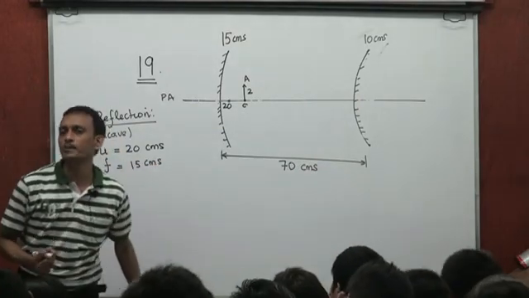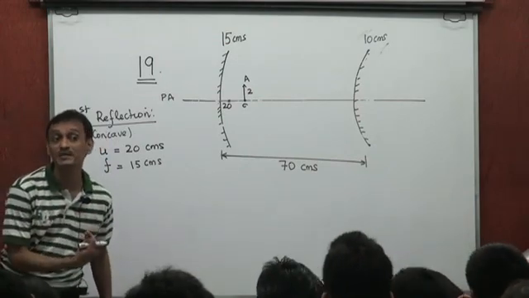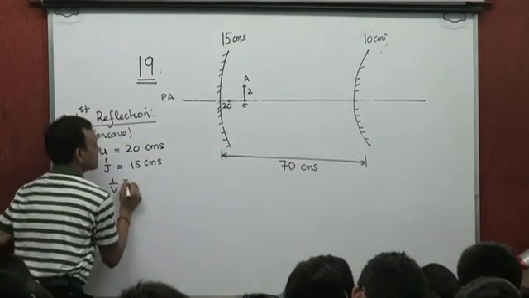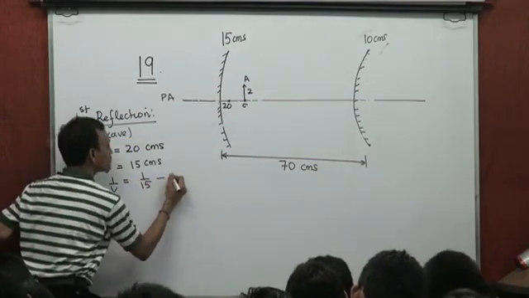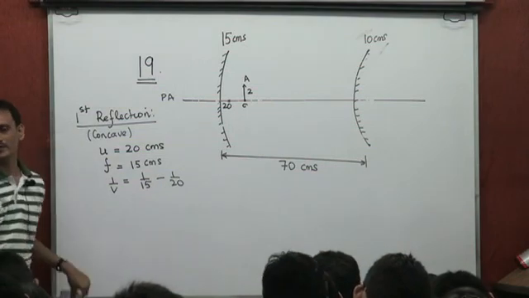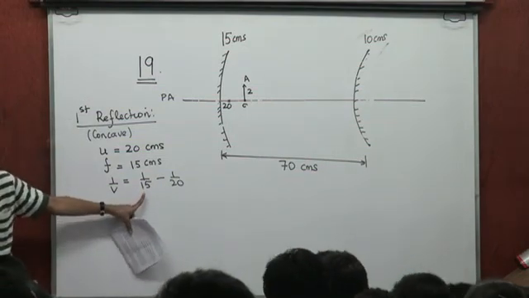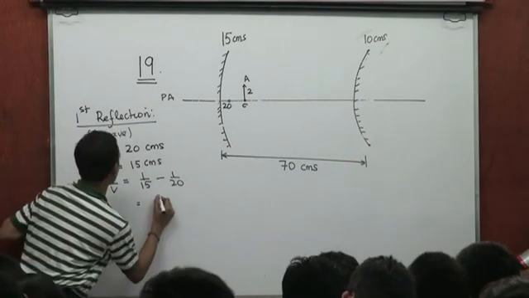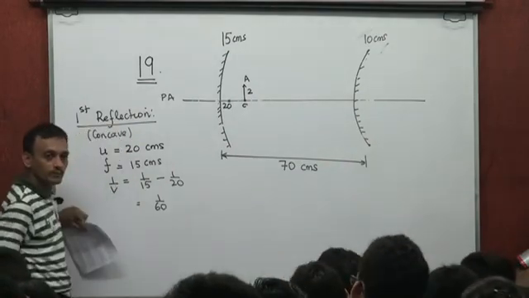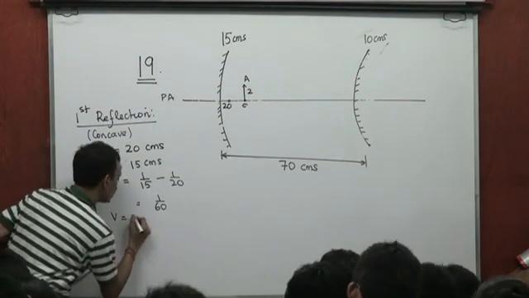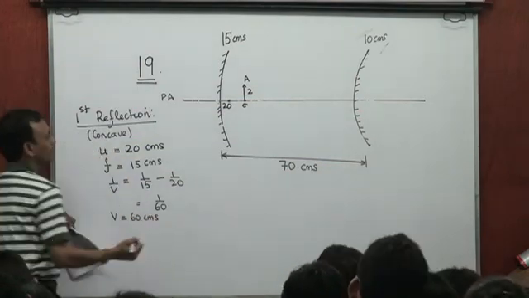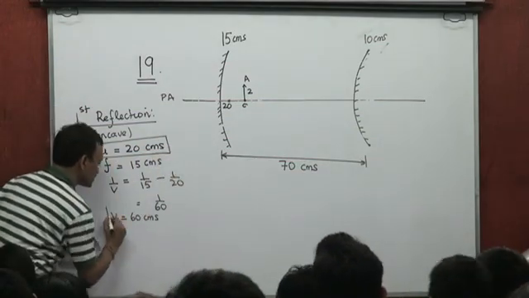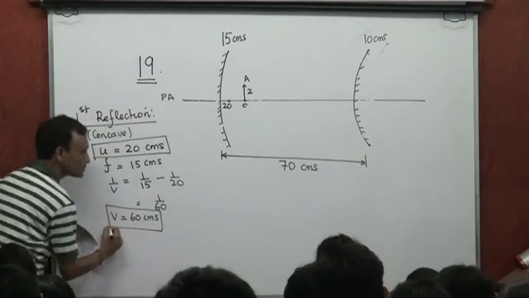So now that gives us an opportunity to find the image distance, right? 1 by v plus 1 by u equals 1 by f, so 1 by v is 1 by 15 minus 1 by 20. So this is what transpires, right? That gives me 1 by 60. So v equals 60 centimeters. Object distance is 20 centimeters. Image distance is 60 centimeters.